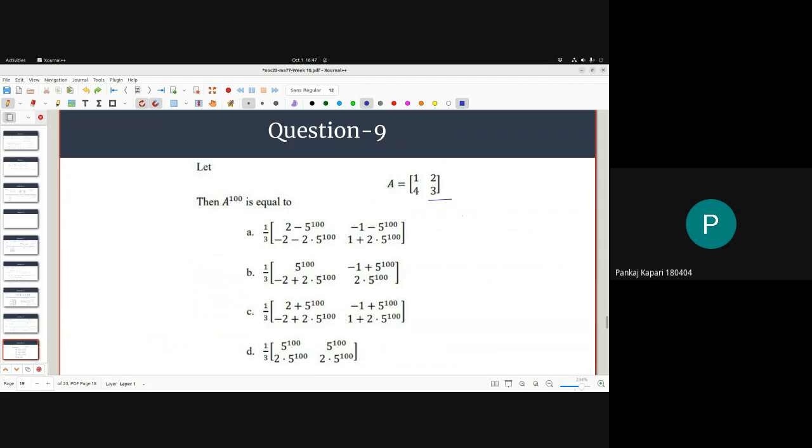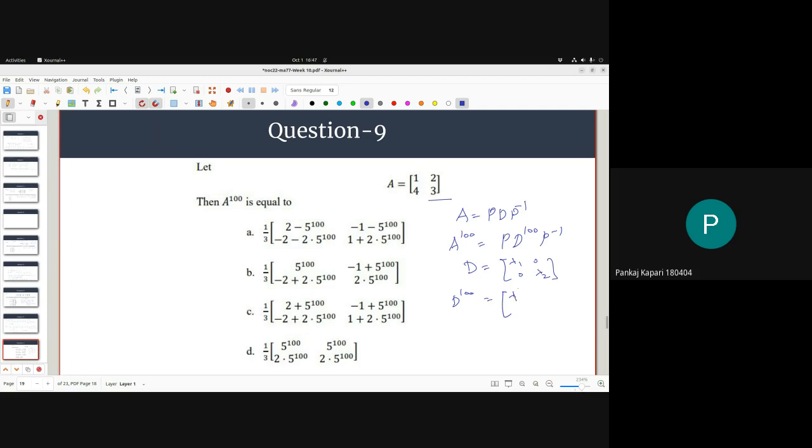But if you are able to write A as P D P inverse, where D is a diagonal matrix, then A to the power 100 is nothing but P D to the power 100 into P inverse. Because D is a diagonal matrix, in this case D will be just lambda 1, 0, 0, lambda 2. So D to the power 100 will be easy to calculate.